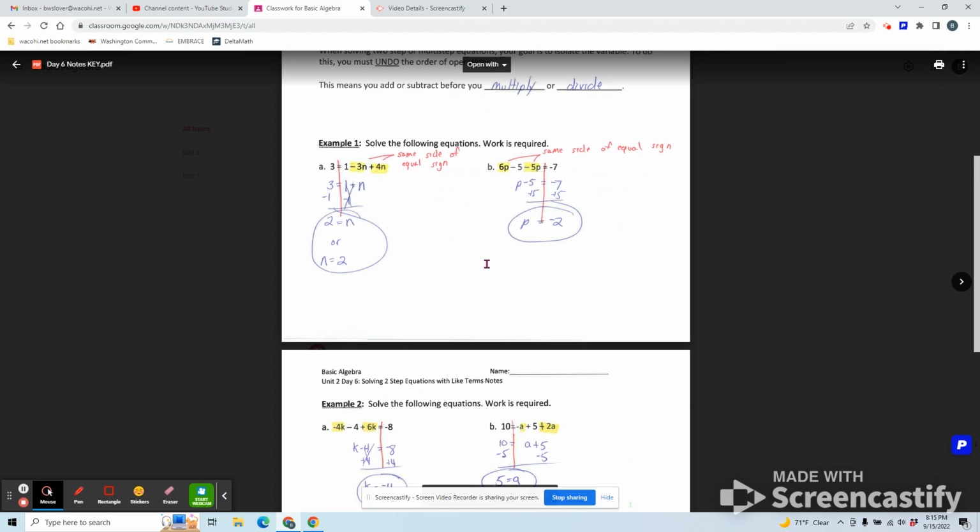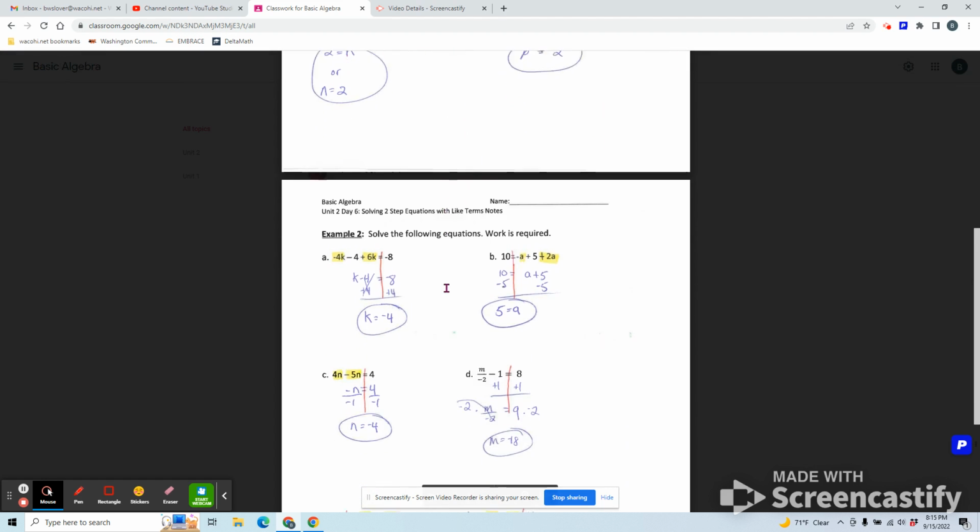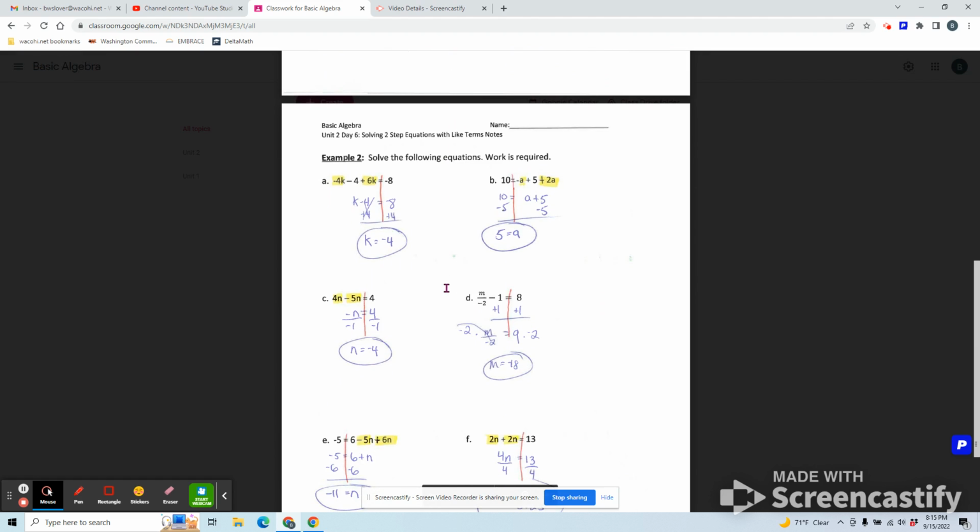Okay, so here's another example. If you want to look through that one, you are more than welcome to. I want to look at letter C. So I highlighted my like terms. So once again, I drew my fence in there. I took my finger, I covered up the right side. Saw that the 4n minus 5n are like terms, same variable, same exponent. I combine them.